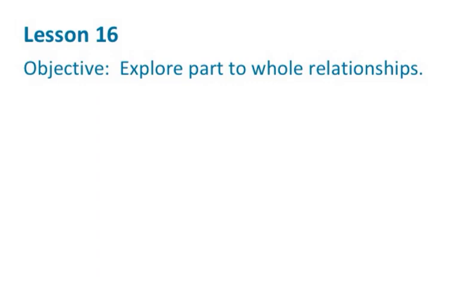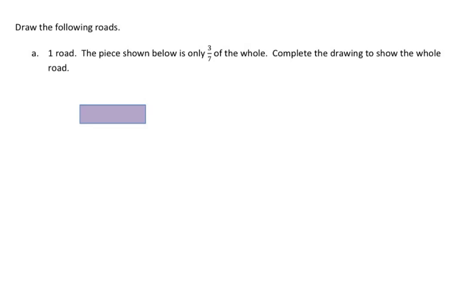This is grade 5, module 3, lesson 16, and in this lesson the objective is to explore part-to-whole relationships. And we're going to be starting with number 1, and this is in the homework. It's actually just labeled letter A, and it says draw the following roads.